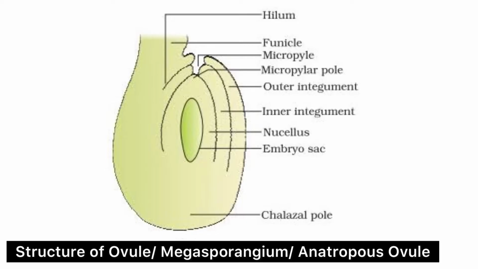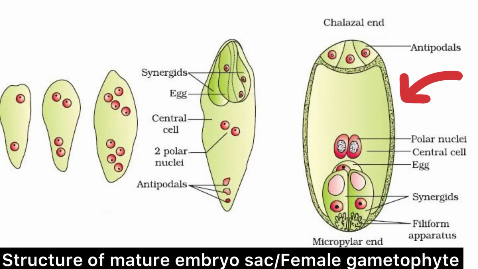This is called the structure of ovule, or anatropous ovule, or structure of megasporangium. It's a very important diagram to be noted. The diagram on the screen is the structure of a mature embryo sac. In case they ask 2, 4, 8 nucleated embryo sac and mature embryo sac, you have to draw all the structures given on the screen.